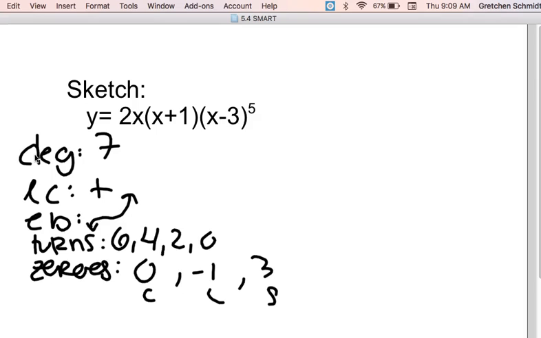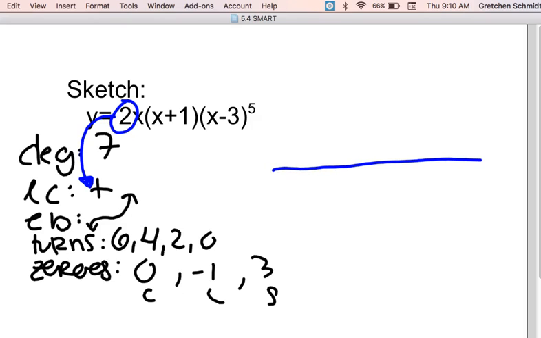This 2 in front only affects one thing. What is the only thing that it tells us? It would affect the graph, how high it goes and how low it goes, but for sketching purposes the important thing about that 2 is that it's positive. That number in front only gives us a leading coefficient. It doesn't give us a zero or a bounce. It's just a positive number.